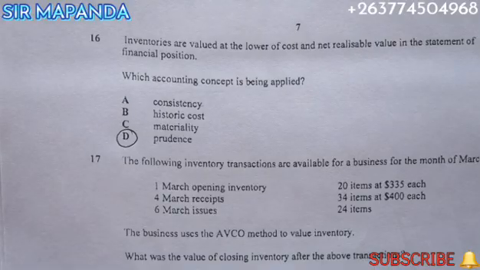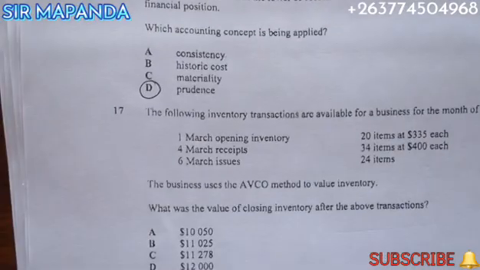Materiality simply says that items bought for business use which have less significant value, like ashtrays, bins, or a pencil, must be treated as revenue expenditure and not as non-current assets. So our answer is the prudence concept. I hope you are following, right? Then we move on to question number 17.